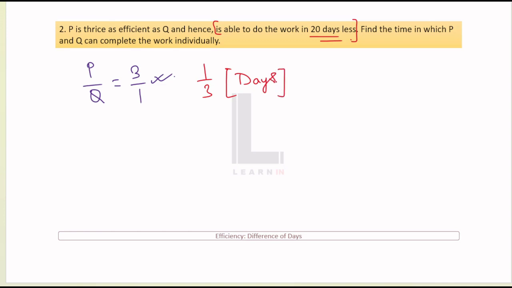Now, what are we going to do? We are going to write the difference of these units in the number of days. So we are taking the 2 units as the difference of days. Now we are dealing with days, remember that, which is 20 days. Now, 1 unit would be how much? 10 days. 1 unit of work would be done in 10 days.